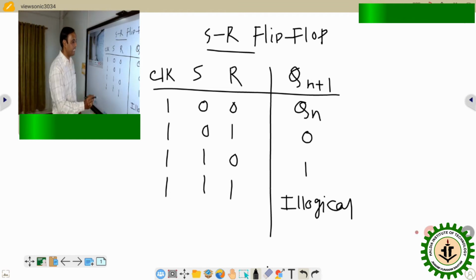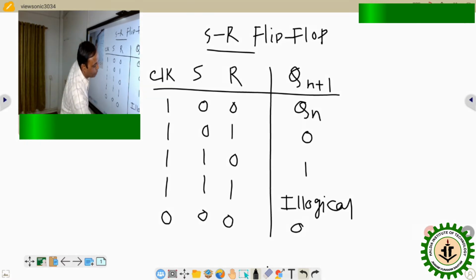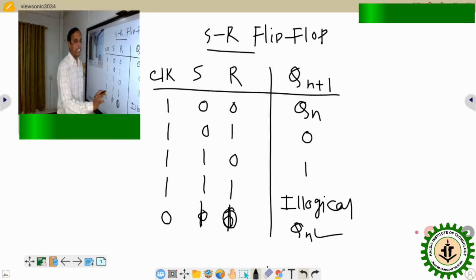But just consider, whenever we are providing clock equals to 0, then for S equals to 0, R equals to 0, Qn; 0 1, Qn; 1 0, Qn; 1 1, Qn. That means it will not change because the clock value equals to 0. So until and unless we are providing the proper clock pulse, this flip-flop will not work. So what will be the state transition diagram of this SR flip-flop?